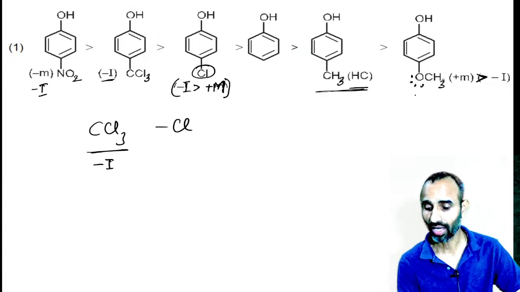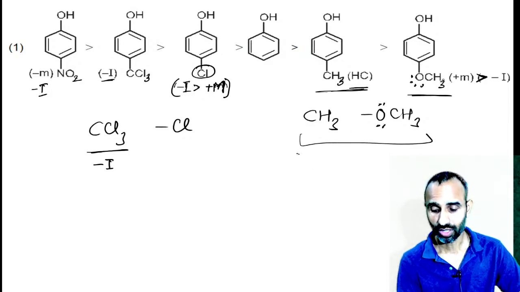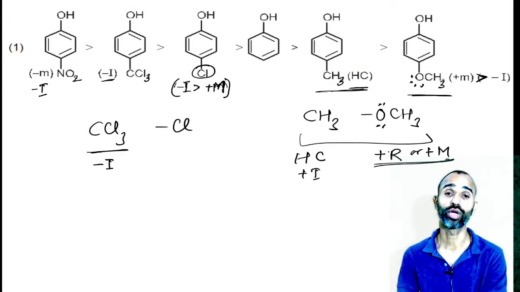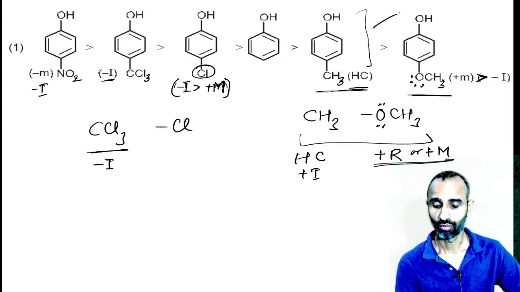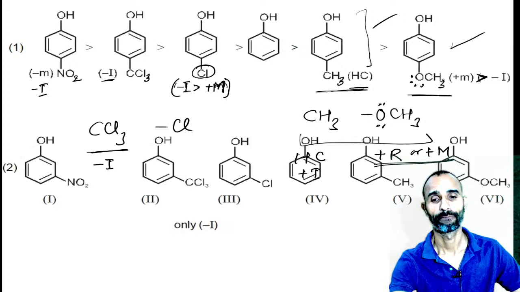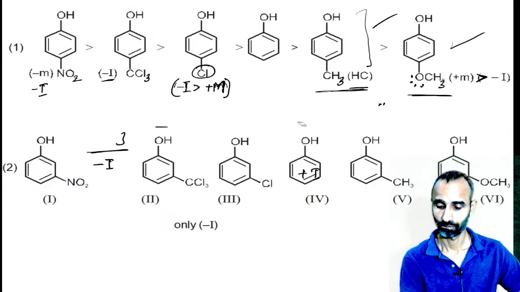Now CH3 and OCH3 both are electron releasing groups. This one is electron releasing due to hyperconjugation and plus I, and this one is electron releasing due to plus R, or we can say plus M. So obviously this OCH3 is more electron releasing than CH3 itself, and that's why this one is more acidic than paramethoxy phenol. What is the order of acidic strength?